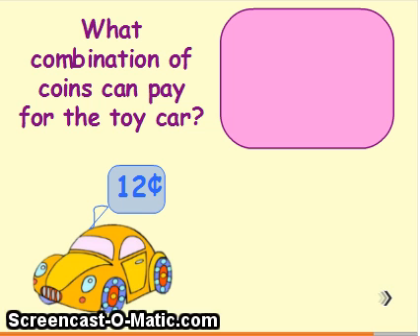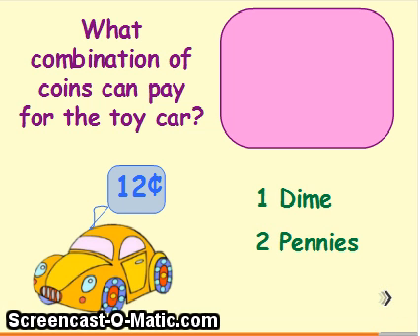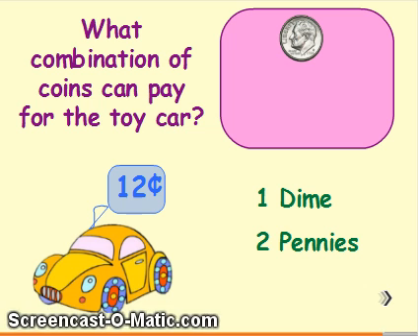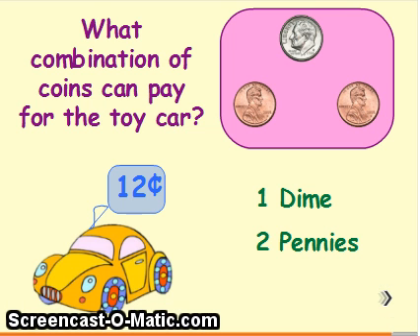Okay, we know that 1 dime is worth 10 cents and 1 penny is worth 1 cent. So 1 dime, 10 cents, plus 2 pennies, 2 cents. So it's 10 plus 2 equals 12. So we'll pay with 1 dime and 2 pennies.